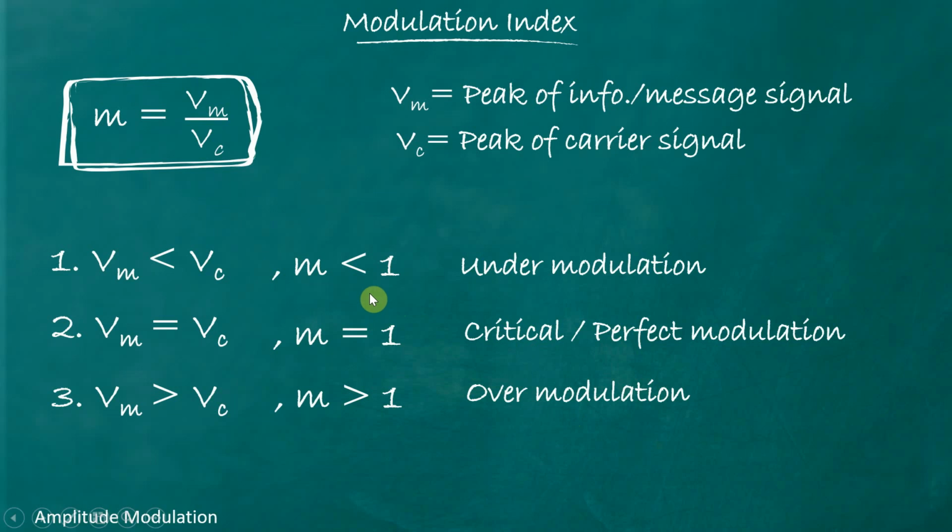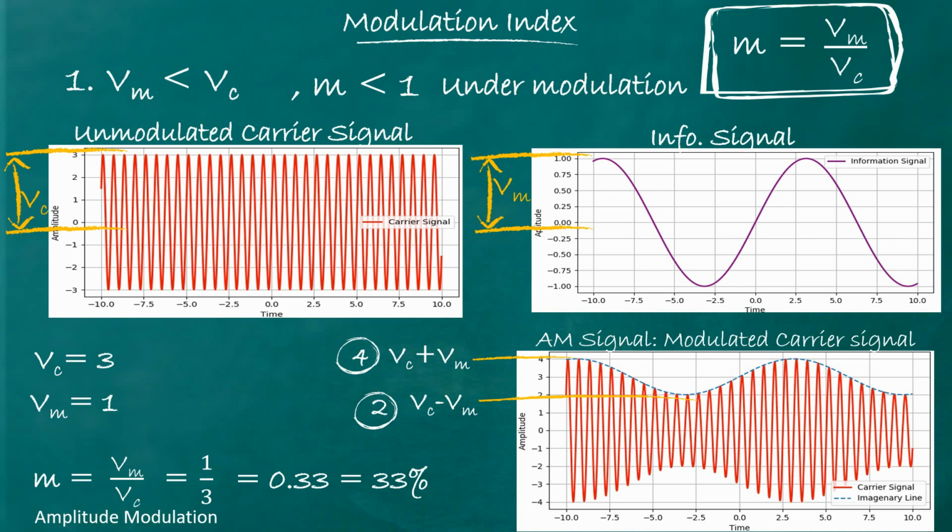So what is the effect of m less than 1, m equal to 1, m greater than 1 on the shape of the modulated signal? Let's see step by step. First case, if m less than 1, means under modulation case. If m is less than 1, means Vm less than Vc. So what happens to the amplitude modulated signal? Let's see.